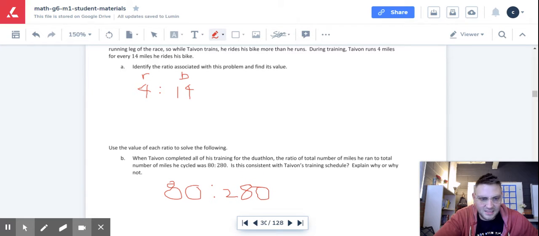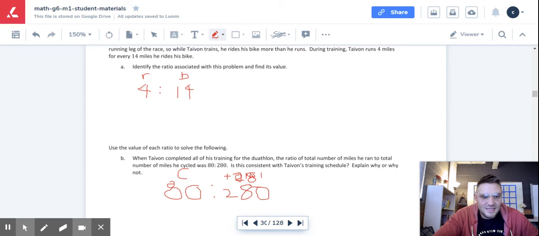Now, it says that this was number he cycled to his total number. Okay, oop, shouldn't be that. I apologize. I don't know how to erase on here. So this should actually be total. Just right over it. Total, okay? It should say total.